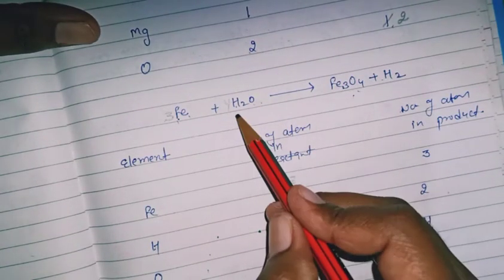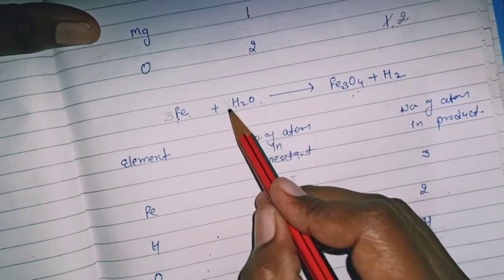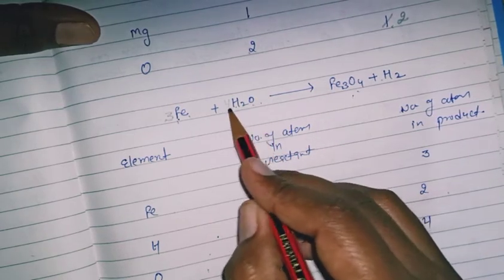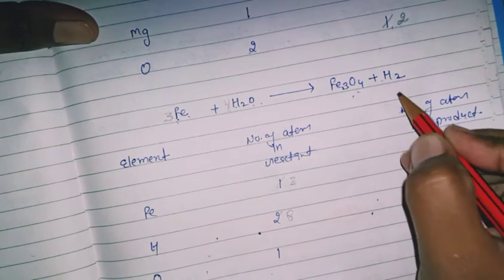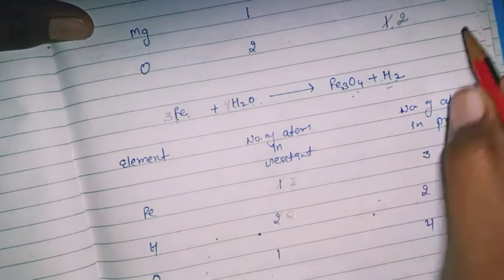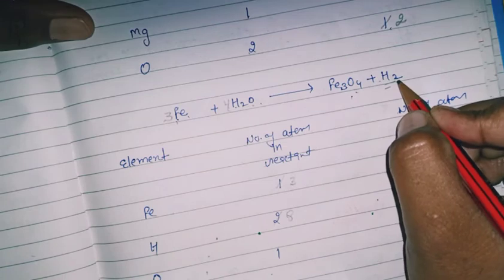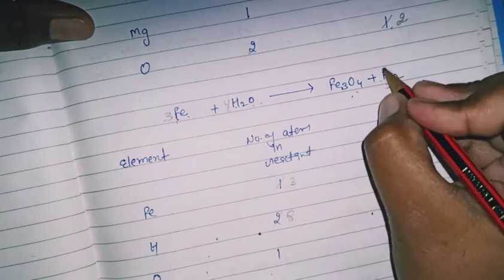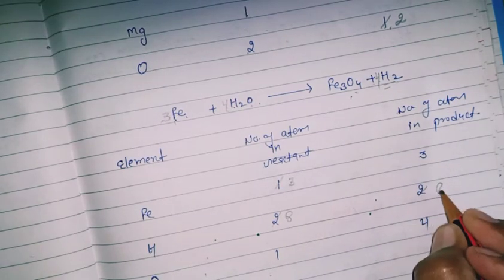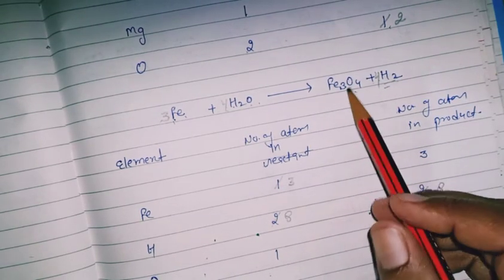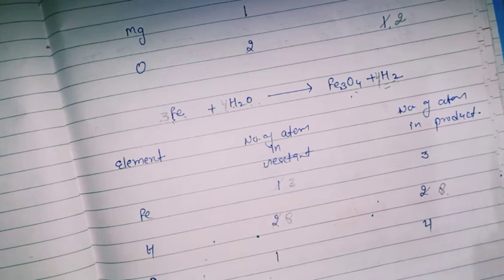But when you multiply H2O by 4, see, your hydrogen will become 8. Now you have to balance the hydrogen also. 2 hydrogens are here. You need 6 more. So you will multiply H2 by 4. Now your hydrogen also will become 8. This is your balanced equation now, as you can see.